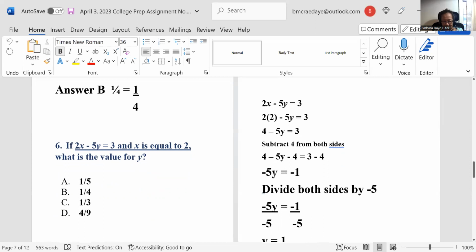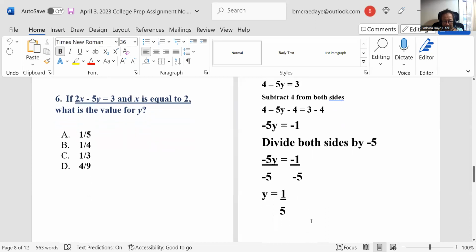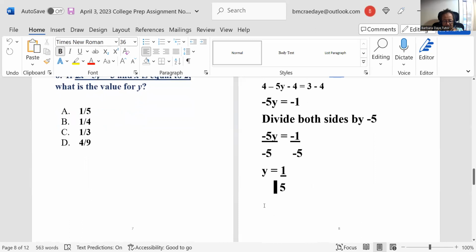Now we want to solve for the y. So y has a coefficient of a negative 5, so we divide both sides by the negative 5. A minus 1 over minus 5 gives a plus. Minus over minus gives plus. So y is 1/5. And that answer is what, Audrey? What answer is 1/5? A, B, C, or D? Look on the other side. A, that's right.